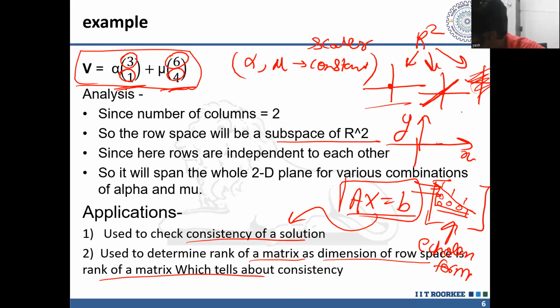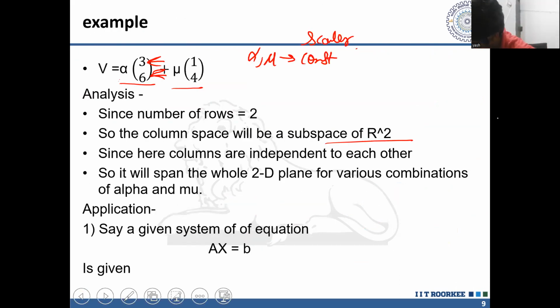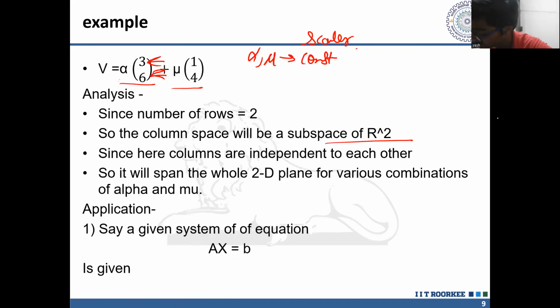Three possible cases are possible, and since both the columns are independent of each other, in this case the column space will span the whole xy plane.